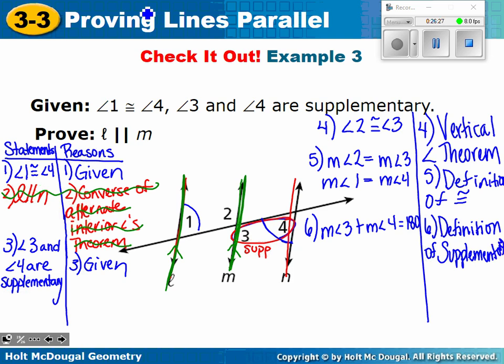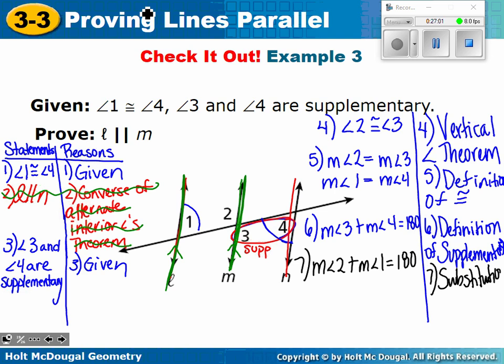Okay, so now we're ready to do what? Substitution. So we're going to substitute in for angle 3 what angle? What's going in for angle 3? Angle 2, right? Because that's what 3 is equal to. So we're going to have measure angle 2 plus what's going in for 4? 1. And that is now equal to 180. And the reason was?